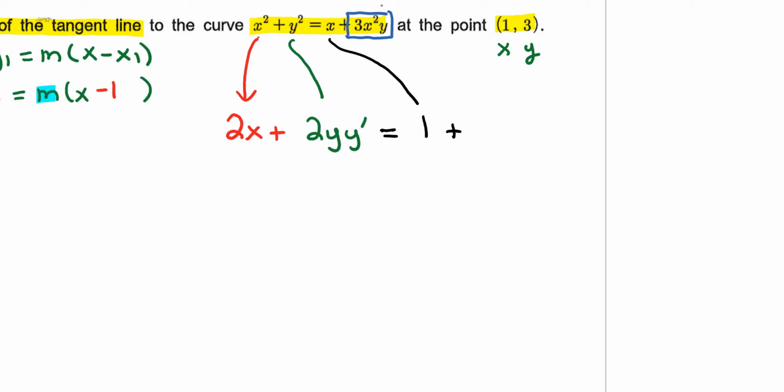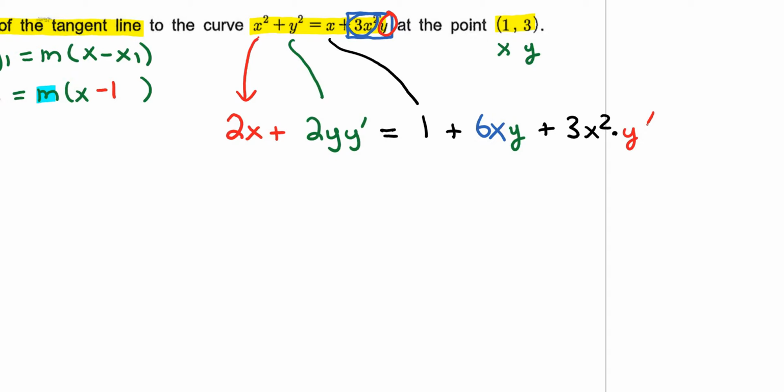So the product rule states that you need to take the derivative of the first term, which is 3x squared, and the derivative of 3x squared is going to be 6x times y, and then the product rule states that you need to add the first term, which is 3x squared, times the derivative of the second term, and the derivative of the second term is going to be y prime.